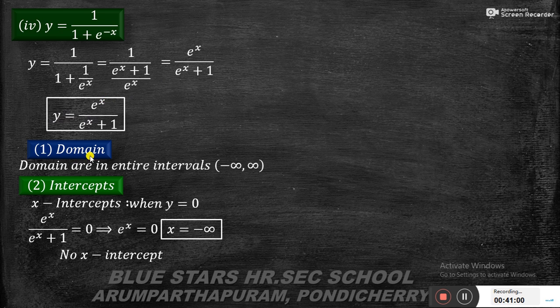Now I calculate the domain. The domain is minus infinity to plus infinity. Next I calculate the intercepts. The x-intercept means y = 0. I substitute here, so e^x/(e^x + 1) = 0, so e^x = 0.